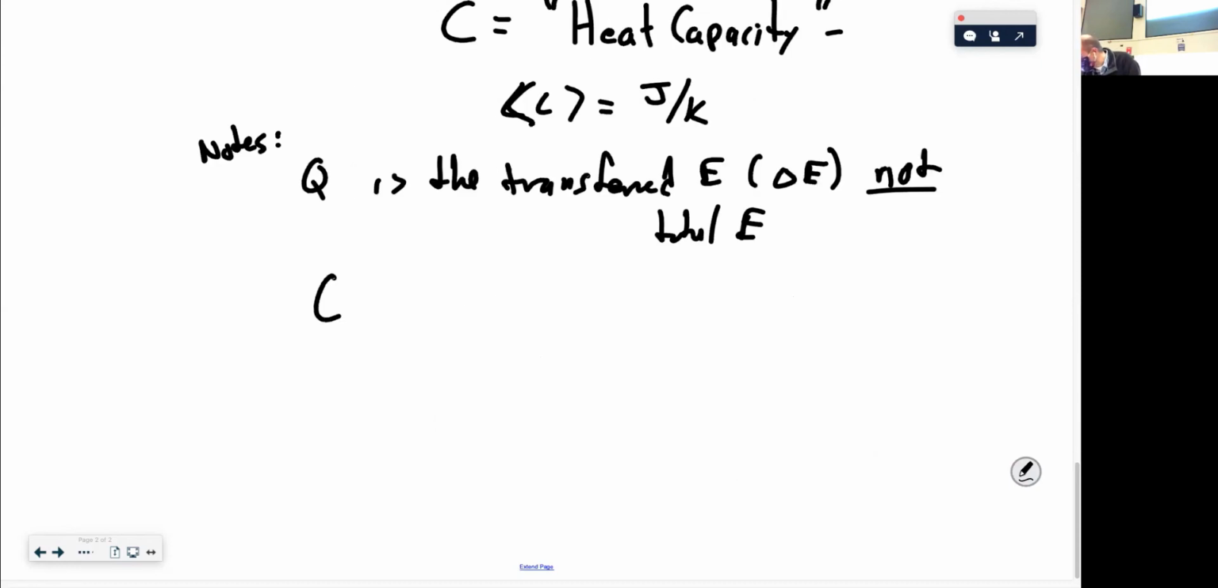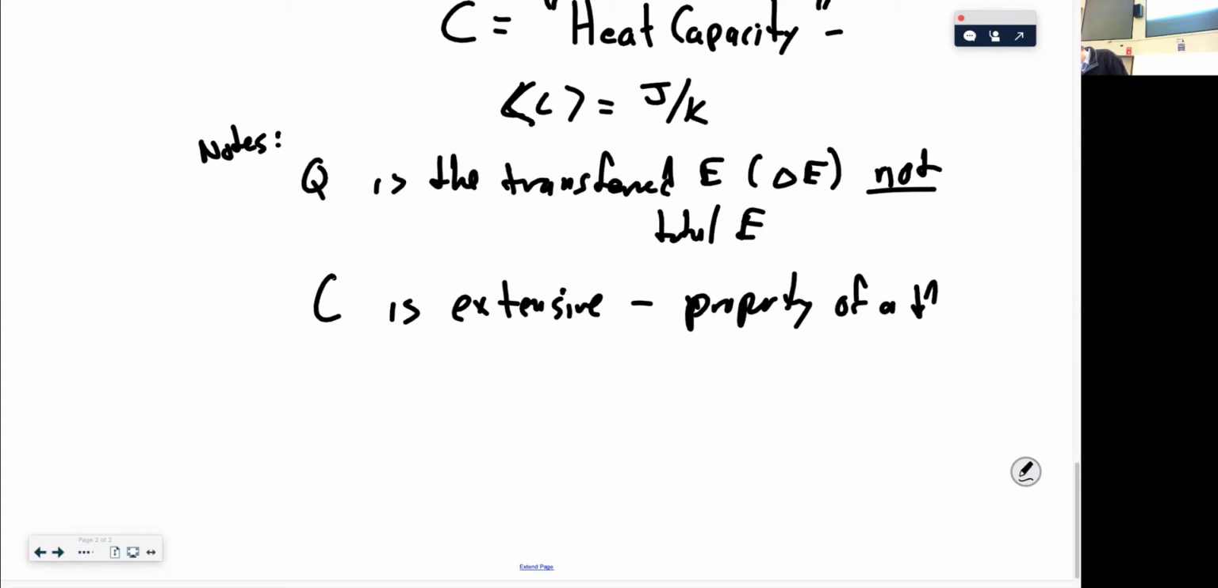One other note, C, this heat capacity thing, is an extensive property. Meaning, you can't talk about the heat capacity of water. You can't talk about the heat capacity of lead. If you double the amount of water, you have doubled the heat capacity of your substance. That's what extensive means. It's a property of a thing, not a material. I can talk about the heat capacity of a potato. I can't talk about the heat capacity of potatoes because every potato will have a slightly different heat capacity depending on how big it is. Property of a thing, not a substance.